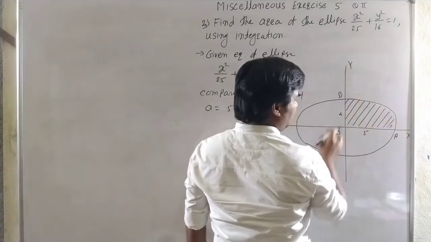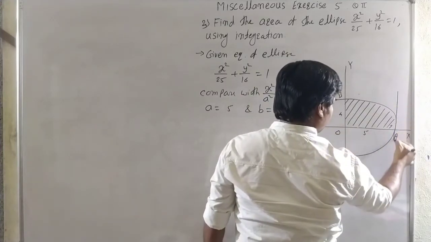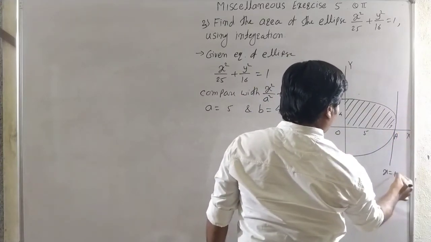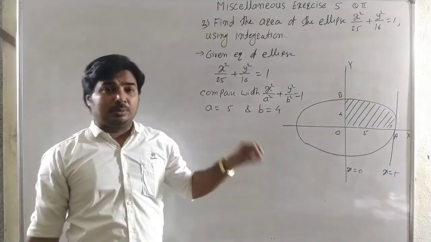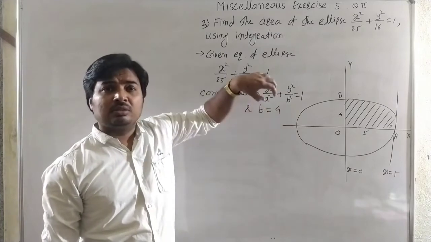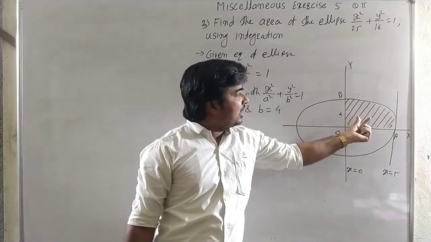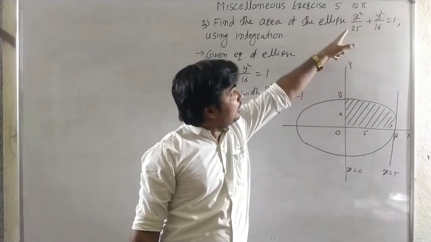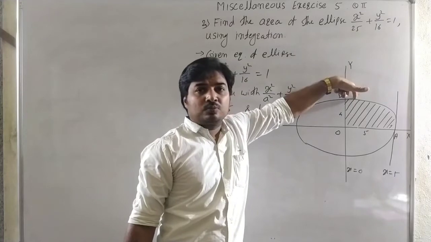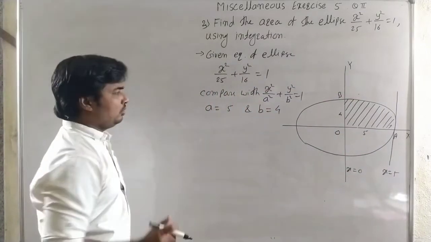We find the area of this region A, O, B, O, and here this distance is 5. That means here x is equal to 5 and x is equal to 0. That means the area of the ellipse is 4 times the area of the region bounded by the curve, the x-axis, and in between the lines x is equal to 0 and x is equal to 5.